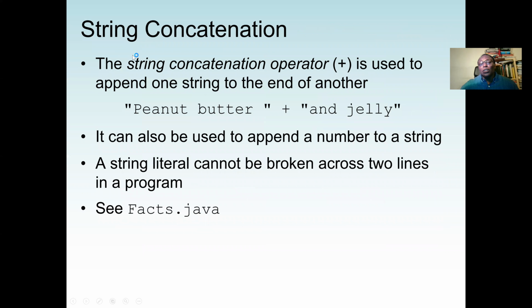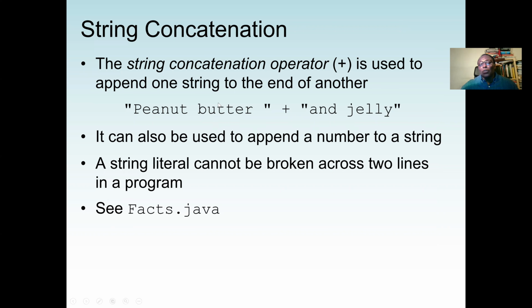Also, we have the string concatenation. String concatenation means joining 2 strings together. So an example is given here, peanut butter plus and jelly. The string concatenation operator is plus. So now when I'm using a plus and I have 2 values, it will add it for me.